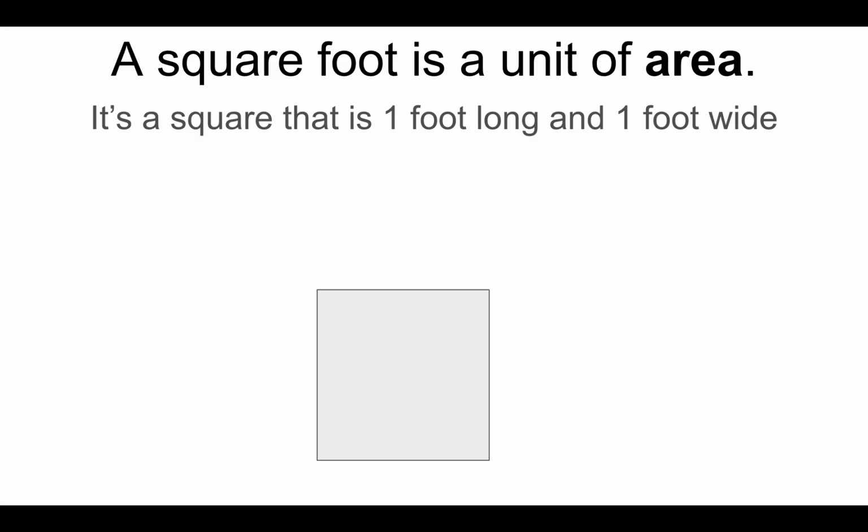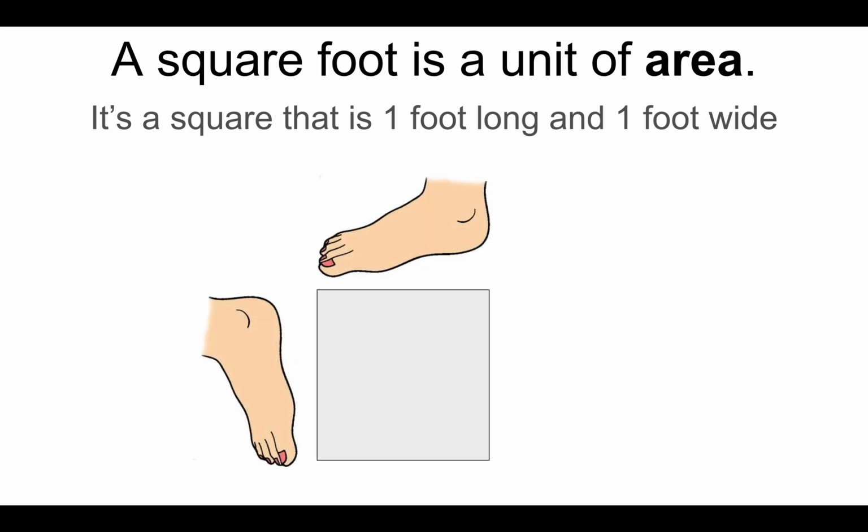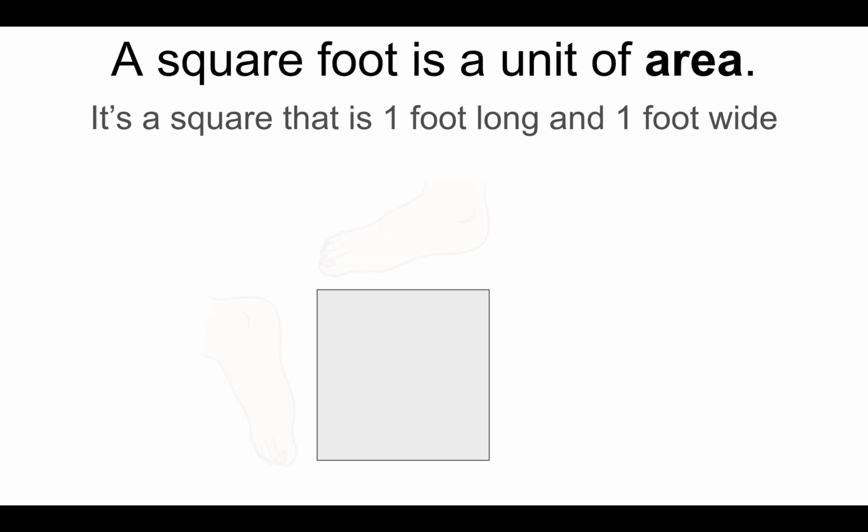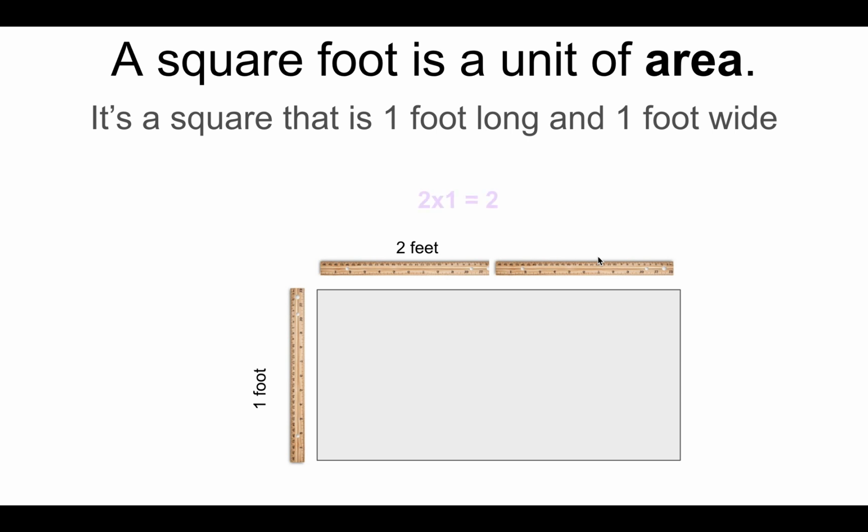So the first thing you need to remember is that a square foot is a unit of area. It's a square that is 1 foot long and 1 foot wide. No, not a foot like that. A foot like this. So this square is 1 foot long and 1 foot wide. 1 times 1 is 1. This square is 1 square foot. This square is 1 foot long and 2 feet wide. So 2 times 1 equals 2. This is 2 square feet.